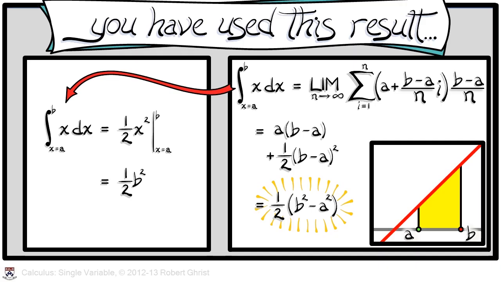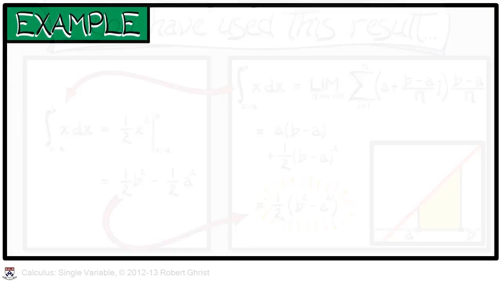First, we plug in b and obtain 1/2 b squared. Then we subtract what we get when we plug in a, namely 1/2 a squared. And that, of course, is the same answer that we obtained earlier through more difficult means. This is the value of the fundamental theorem. It makes computations simple. Let's look at a different example.